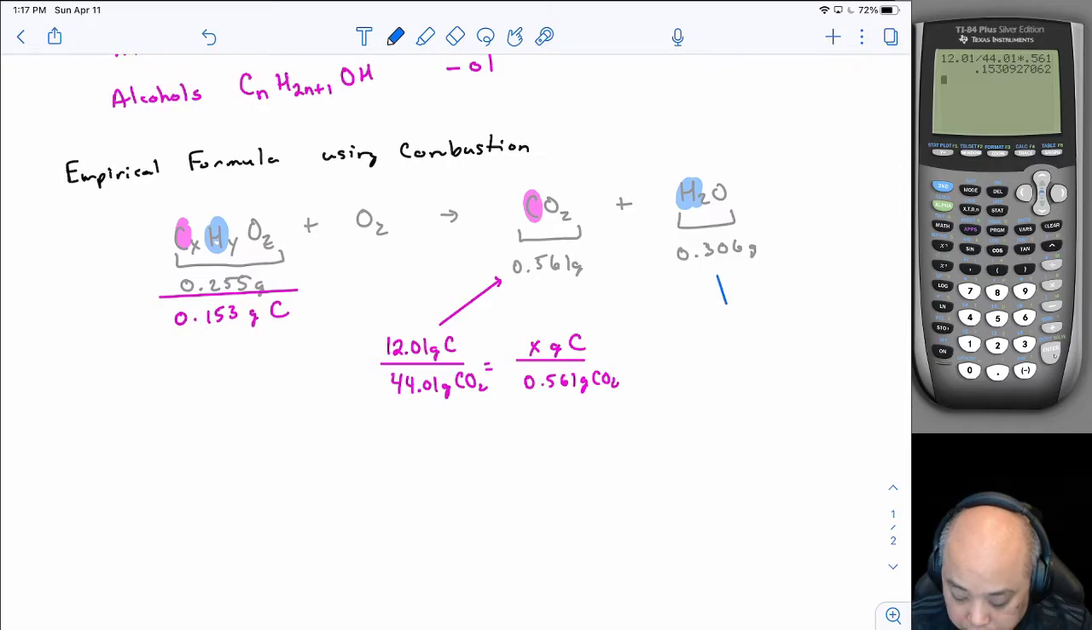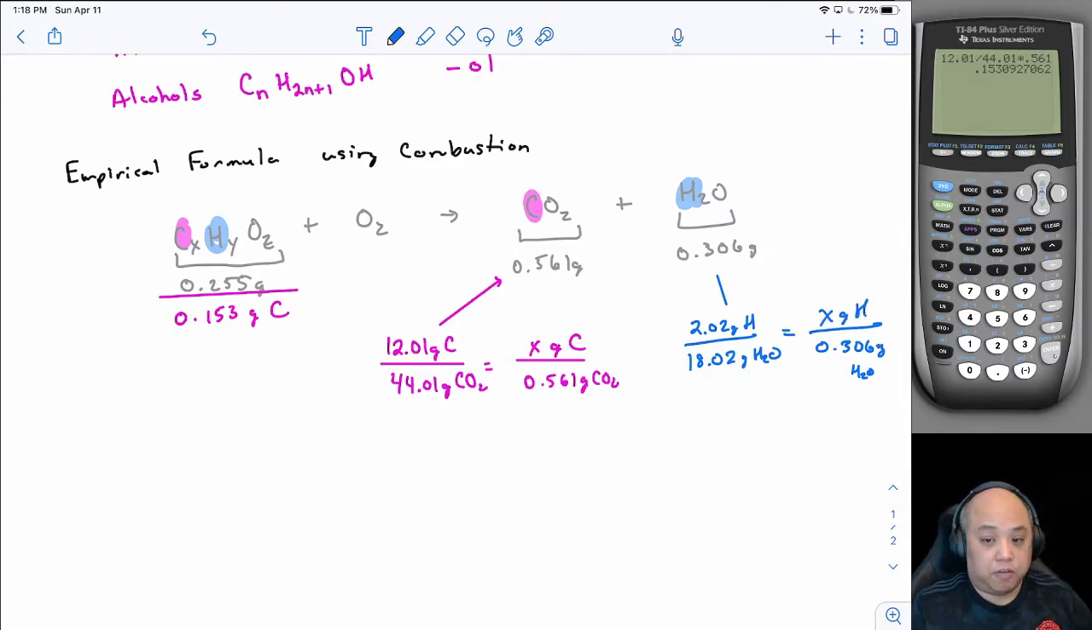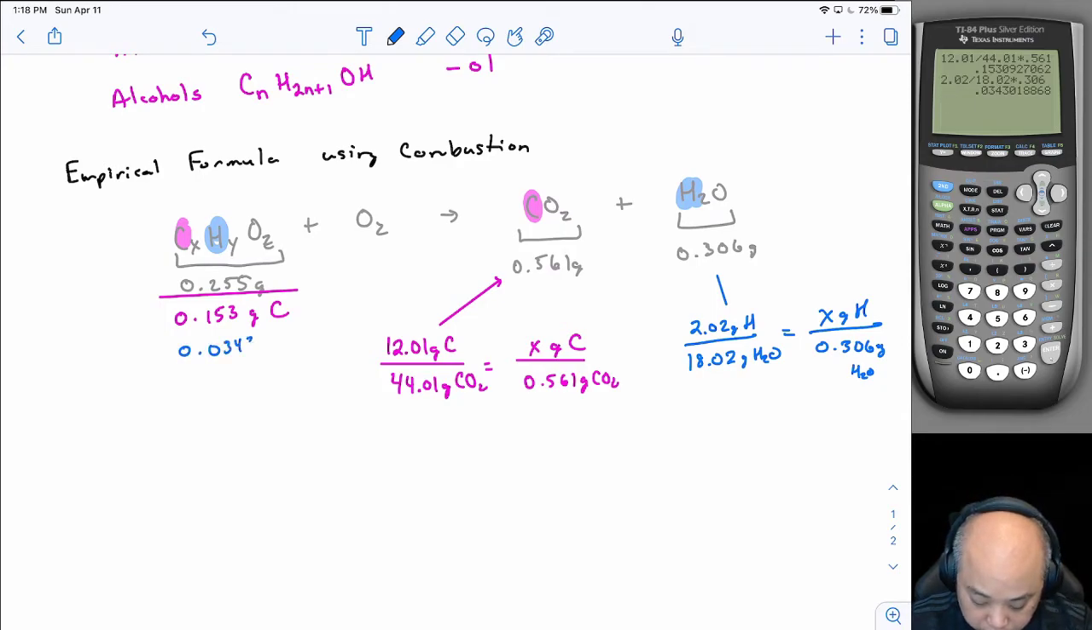Now for water, there's 2.02 grams of hydrogen because there's 2 hydrogens for every 1 sample of water. So we'd apply the 0.306 grams of water, and then we'd solve for the grams of hydrogen. 2.02 divided by 18.02 times 0.306. And this gets us 0.0343 grams of hydrogen.